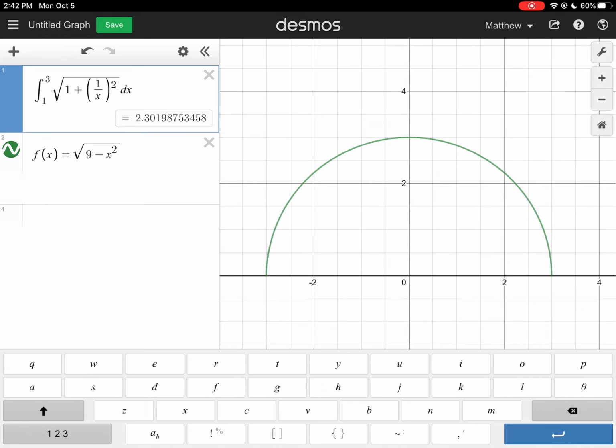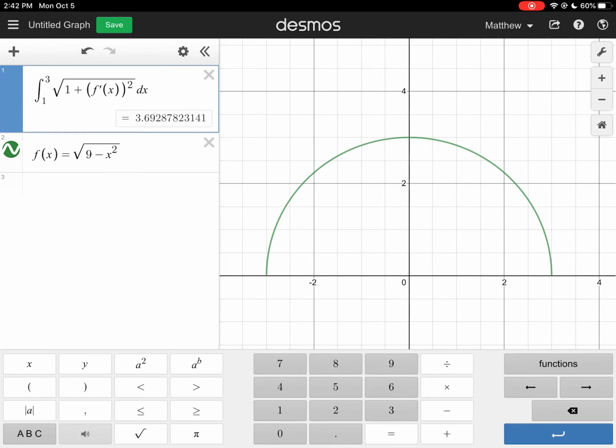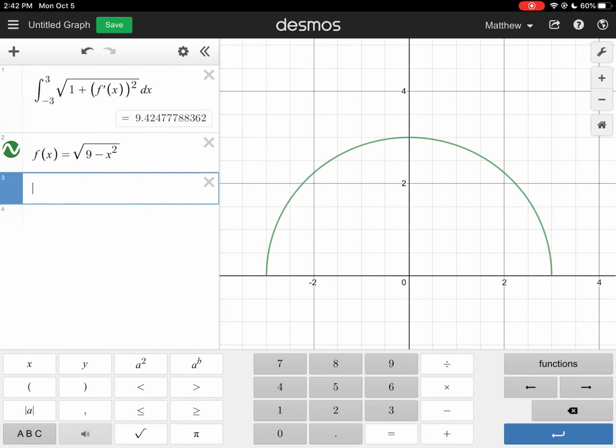I'm going to just use the line that's up here already. But instead of having this 1 over x in there, I'm going to put a f prime of x. And we need to change our limit not from 1 to 3, but from negative 3 to 3. Now, we did just say that this should be an answer of 3 pi. Let's go ahead and just do 3 pi and see what that is in decimal. And look at the two answers. So roughly 9.4 units long is how long this arc is.